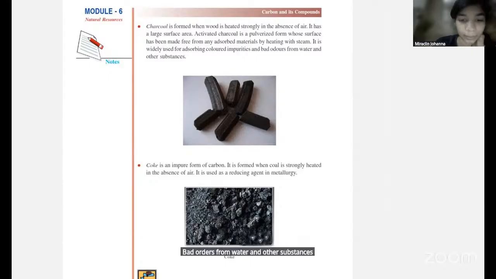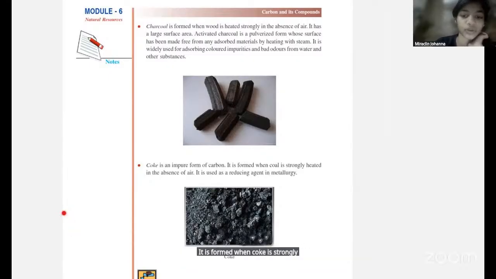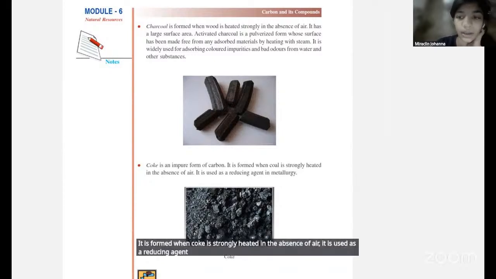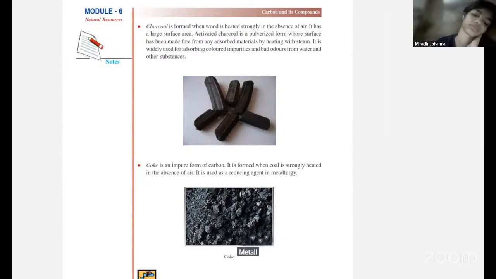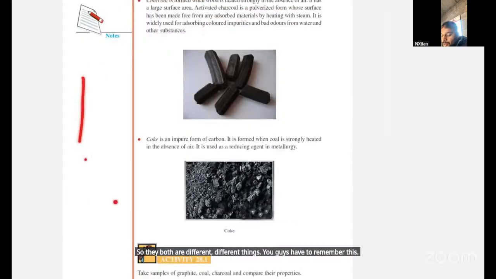Coke is an impure form of carbon. It is formed when coal is strongly heated in the absence of air. It is used as a reducing agent in metallurgy. So, charcoal is made from wood in the absence of air, and coke is coal heated in the absence of air. So, they both are different things. You guys have to remember this.